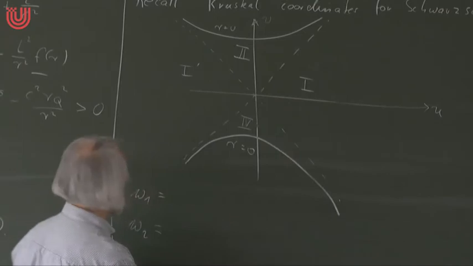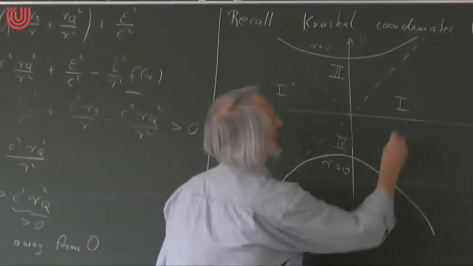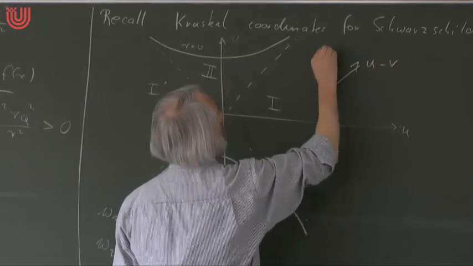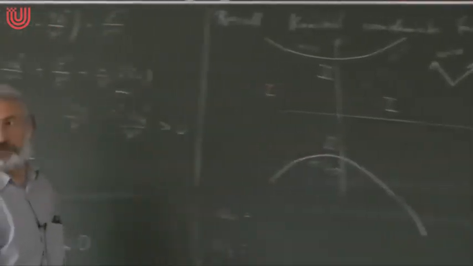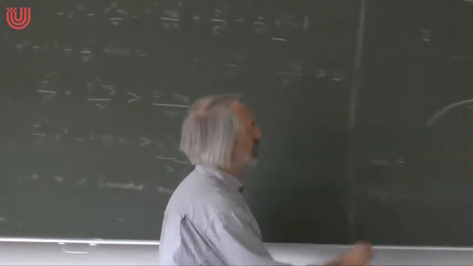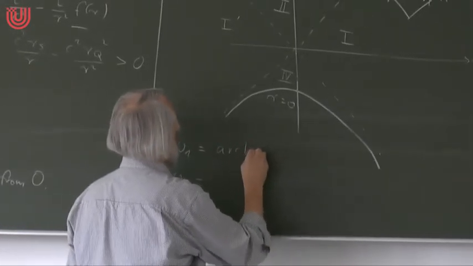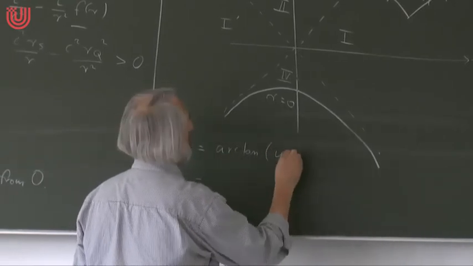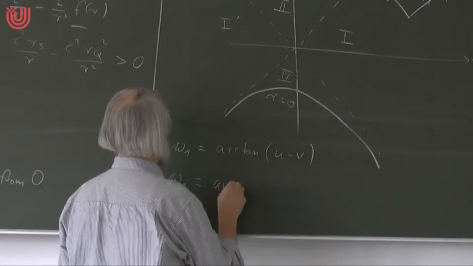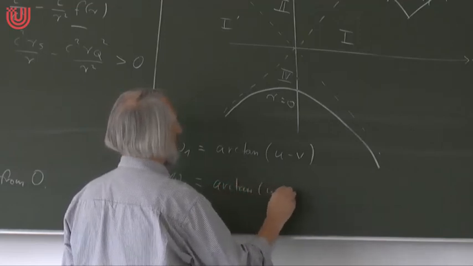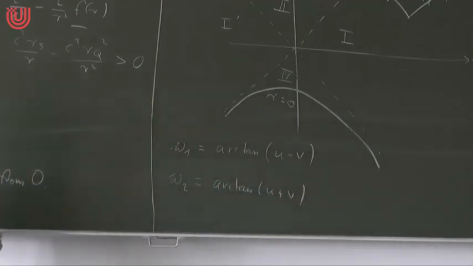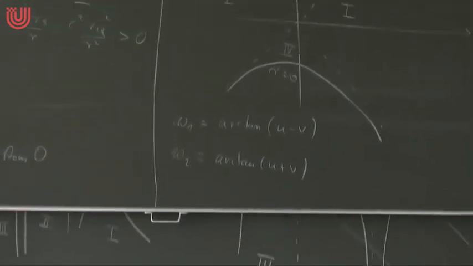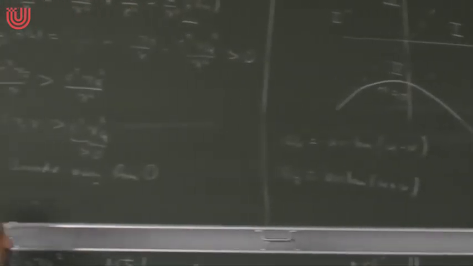So if this is the u and the v axis, then I have here, what is this? This is u minus v, right? And this is u plus v. We have the axes under 45 degrees. And if I put the arctangent on top of that, then I have these coordinates. So let's say this is u minus v, and this is u plus v. And then I get the whole picture into a finite interval, and that's what one calls a Penrose diagram.